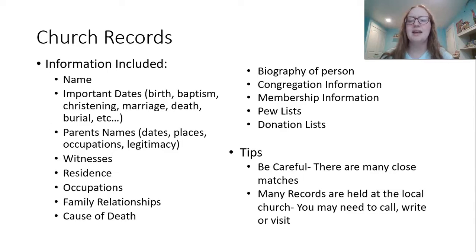You might find names, important dates like birth, baptism, christening, marriage, death, burial, many different things. Parents' names, their dates, their places, their occupations, whether the kid was legitimate or not. Witnesses, again, these might be close relatives or neighbors, someone that your ancestor knew very well. Their residence, where they lived, occupations of your ancestor, family relationships, cause of death, biography of the person, congregational information, membership information, pew lists, where your ancestors were sitting, which pew they had, and donation lists.